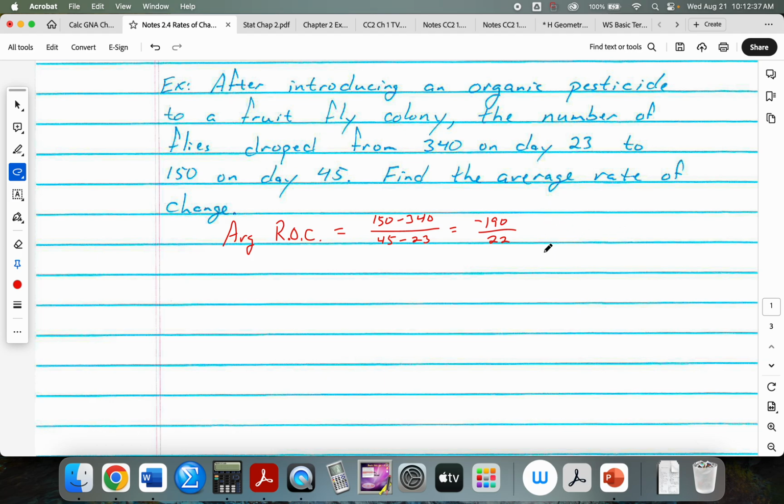Since that's a pretty horrible number, I'm going to give a decimal approximation. It's approximately negative 8.6 fruit flies per day. And it's negative because the number of fruit flies is decreasing. That totally makes sense to us at an intuitive level.